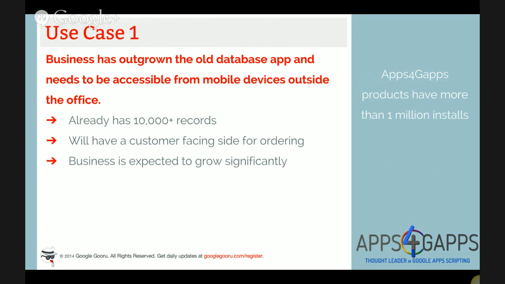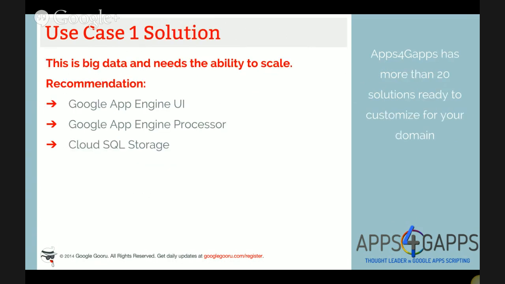And you're expecting it's going to be huge. Business is growing fast, and there's already 10,000 records in there. So this is something that you're moving to the cloud, but it's got to be highly available, and it's got to run like it was running on your server. So let's skip to the next slide, and we'll see the solution.